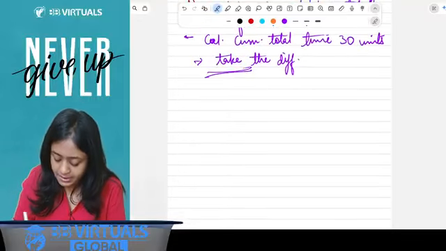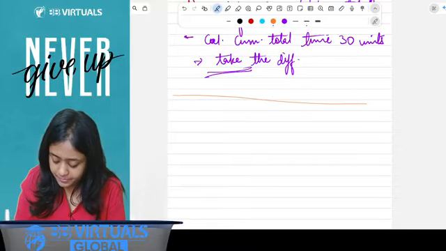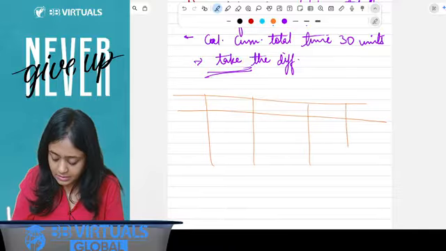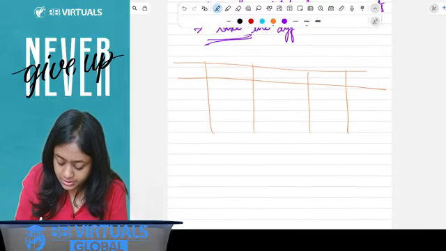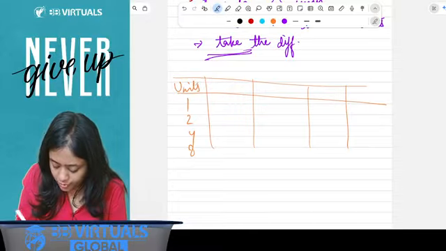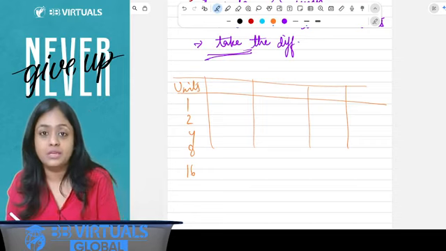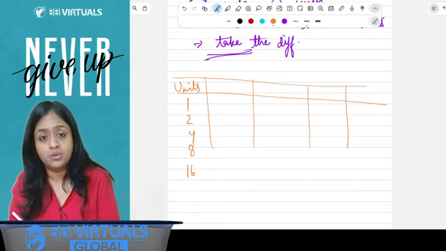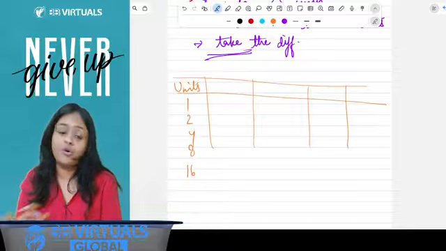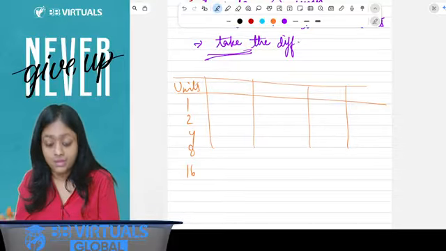So we prepare a table like this. Here I will write units. Let's say it is 1, 2, 4, 8, 16. Remember in the tabular approach, we will always have doubling units. 1 double is 2, 2 double is 4 like this. And it will not be followed for any other units apart from doubling units.